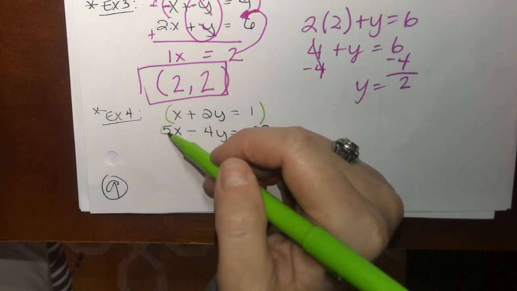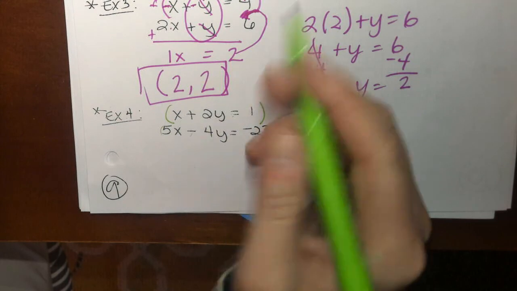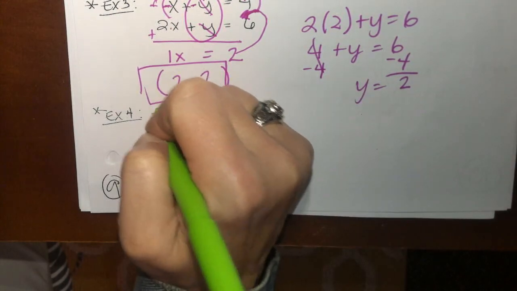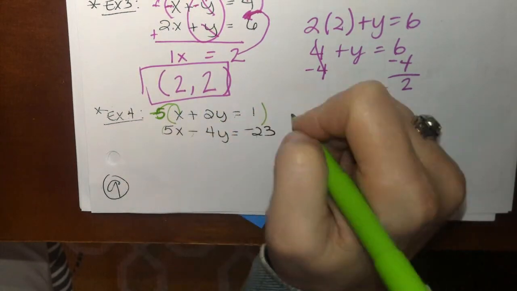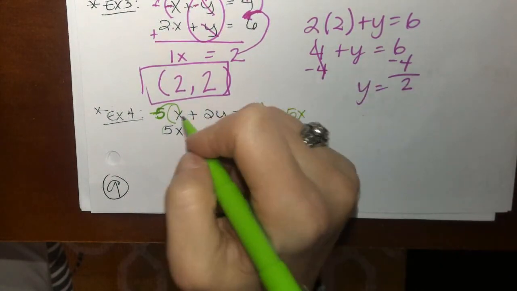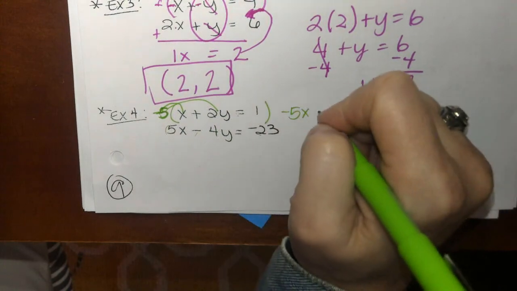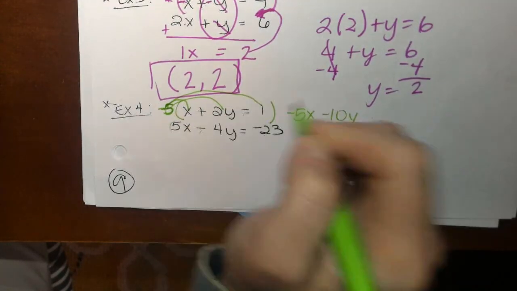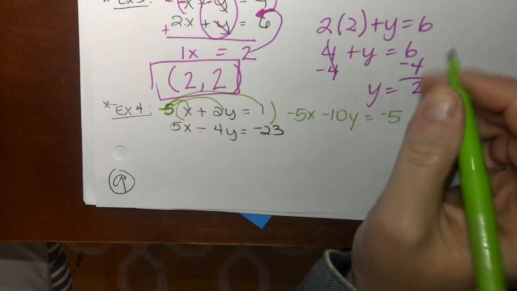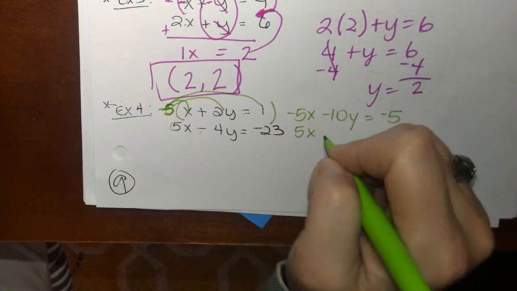How can we cancel out the 5x? We'd have to multiply everything on the top by a negative 5, right? Because if you do that, this becomes negative 5x. This becomes a negative 5 times 2, which is negative 10y. And then negative 5 times 1 equals negative 5. So I'm just going to rewrite this second part.